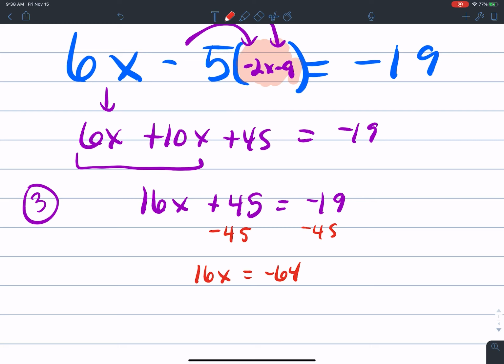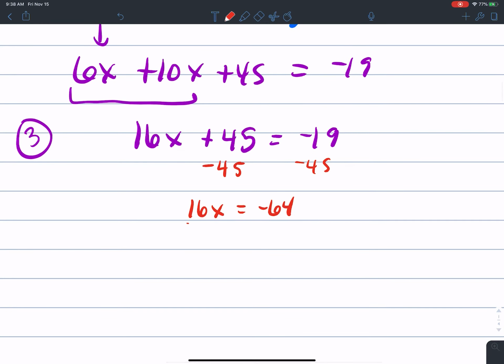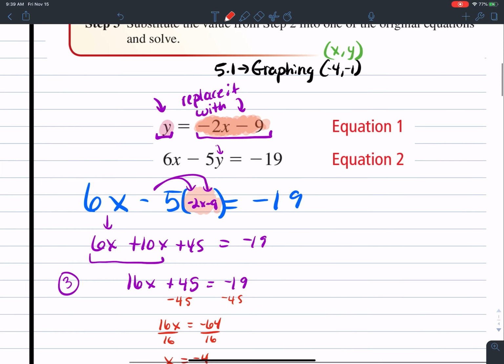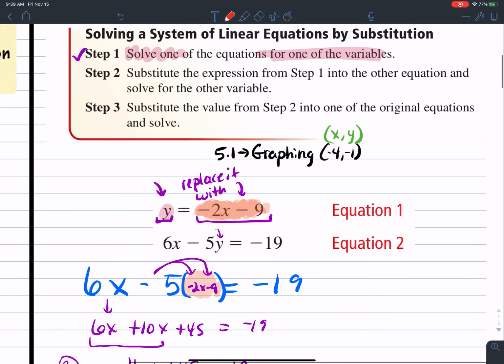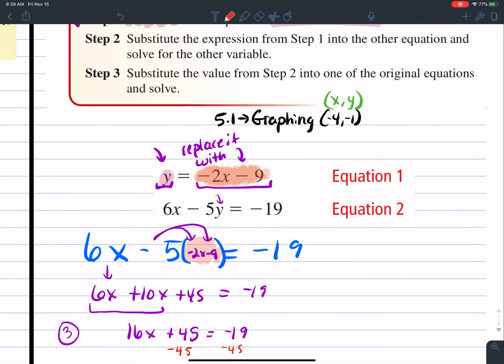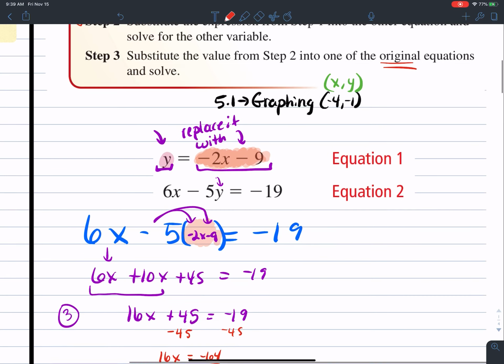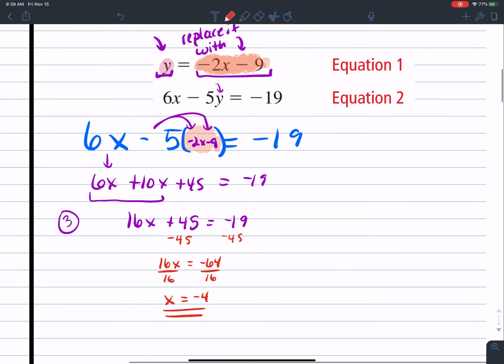So -19 and -45 is -64, and I want to get x alone by undoing multiplying with division. So I get the x value is -4, which we thought it was from our graphical solution. So our final step is once we got the value of one of the variables, we should substitute that value back into one of the original equations to get the last variable. It doesn't matter which original equation we'd use, but I found x, so I need y.